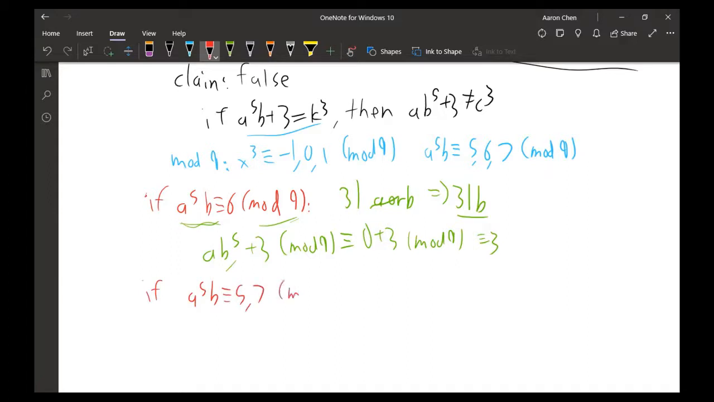And so now the next case is if a to the 5th b is congruent to 5 or 7 mod 9. We'll take these on basically at the same time. If this is true, then we also know that 3 does not divide a or b, and also a to the 6th b to the 6th is congruent to 1 mod 9. Because 3 does not divide a or b, and this is just Euler's totient theorem, since the totient function of 9 is 6.